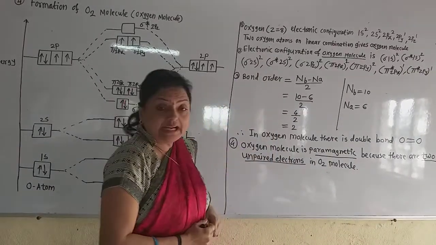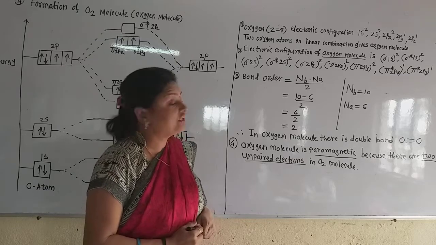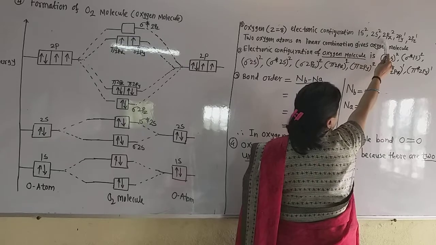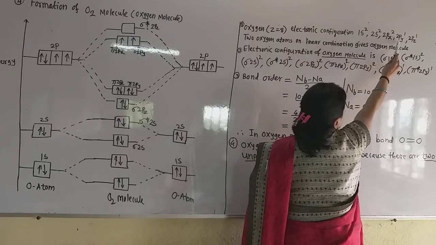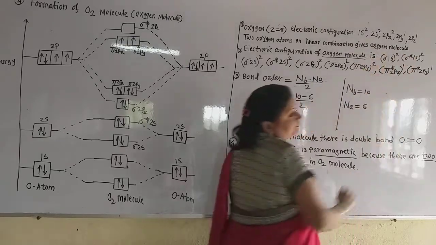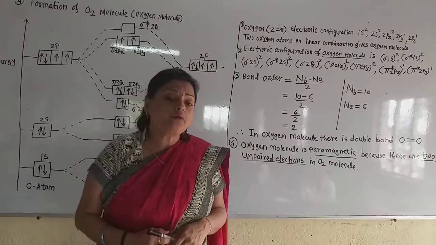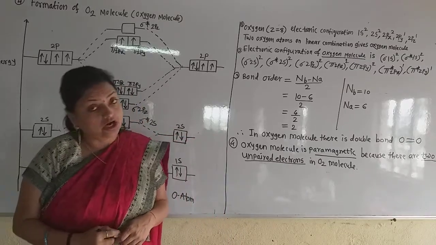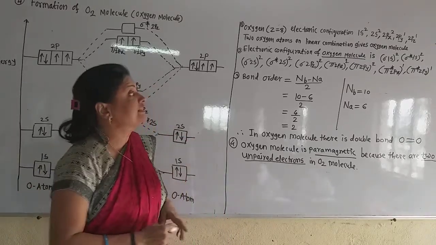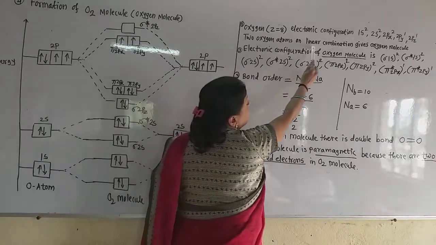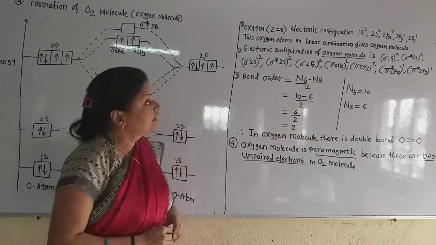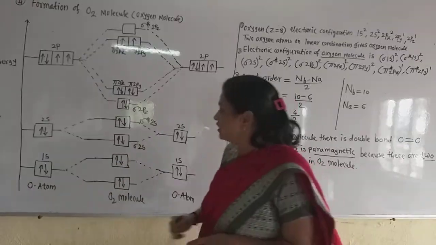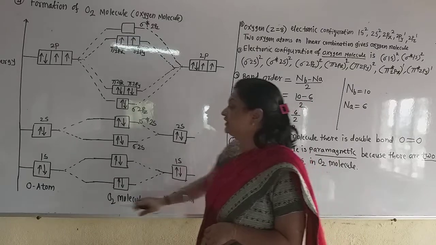Now the electronic configuration of the oxygen atom is 1s2, 2s2, 2px2 up to this, 6 electrons, 2py1 and 2pz1. Now in the oxygen molecule there are two oxygen atoms. So two oxygen atoms on linear combination give the oxygen molecule. Now see, the oxygen atoms are shown here.